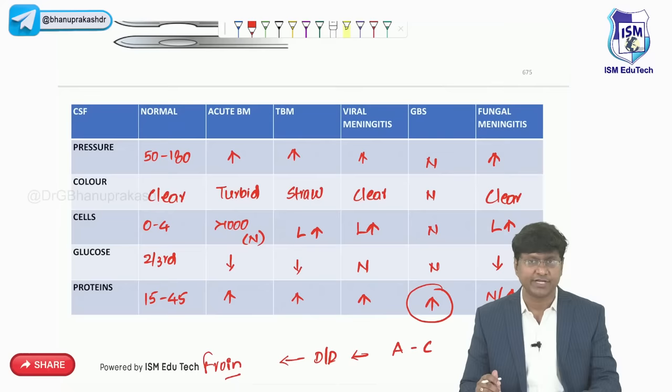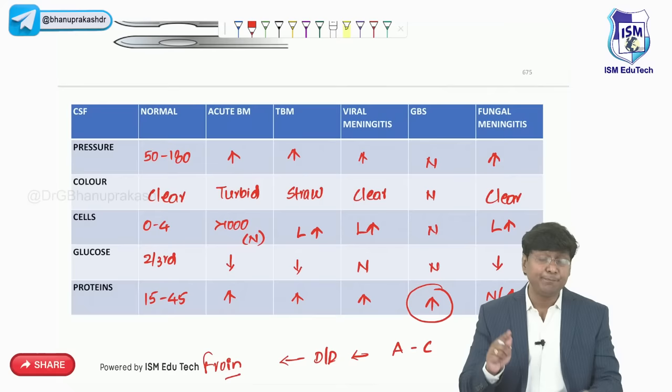And in case of viral meningitis, right, the drug that we need to give is acyclovir. And in fungal meningitis, the most common fungal infection that will cause it is cryptococcal meningitis. And what will you give for fungal meningitis? Liposomal amphotericin B should be given in case of fungal meningitis. Okay, so that is about your meningitis.